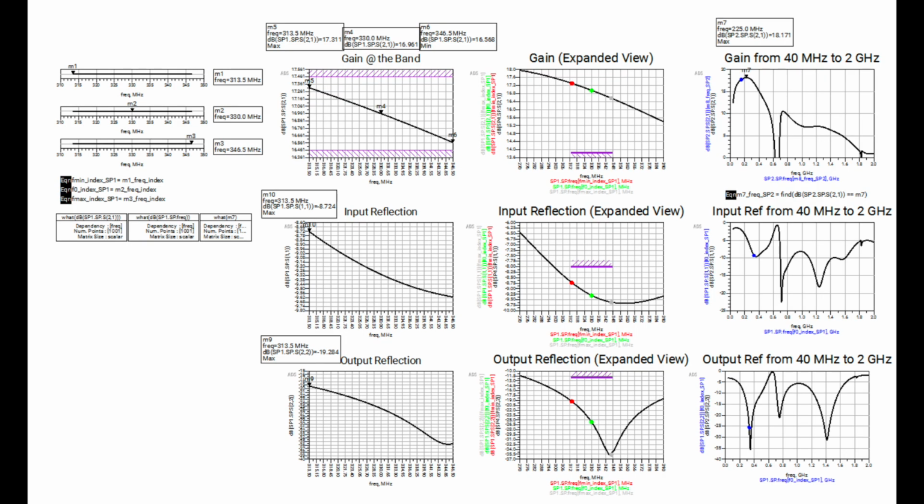And these are the S parameter simulation results of my layout. The gain in the center frequency is approximately 17 dB, and the worst input reflection coefficient in the band is approximately minus 8.7 dB, and the maximum output reflection coefficient in the band is approximately minus 19.3 dB.